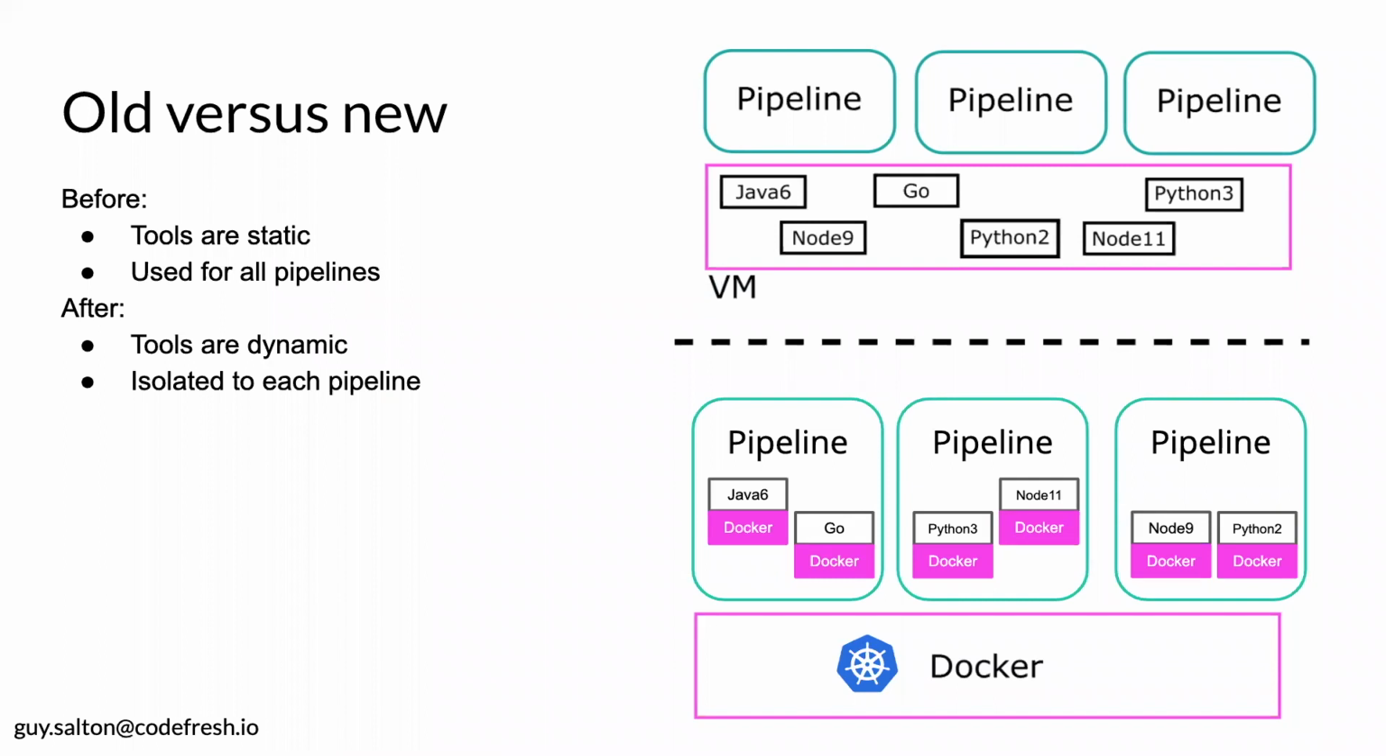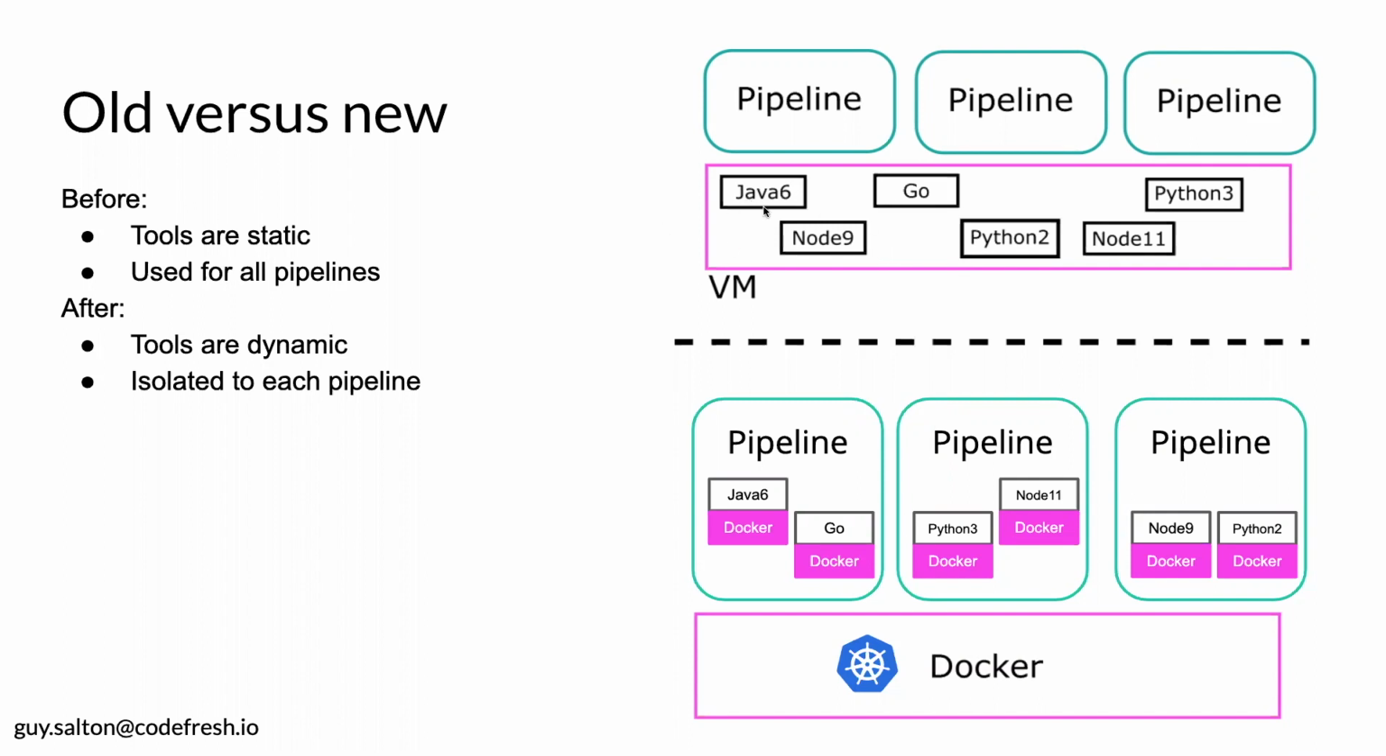So again, to have an overview of the past and how traditional VM-based CI and CD platforms used to work. If you look at the top of the screen, this is how it used to work. To run your CI and CD pipelines, you usually had a virtual machine, which acted as your build node, and you had to make sure that you install all of the tools and all of the programming languages that all of the teams in your organization need on this build node.